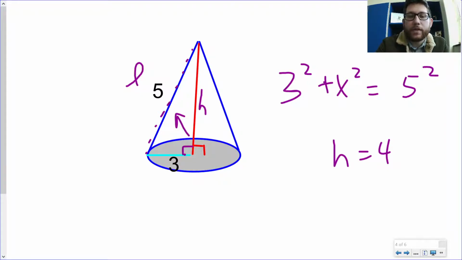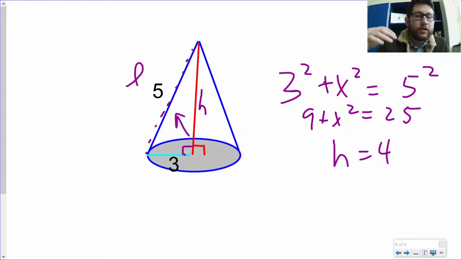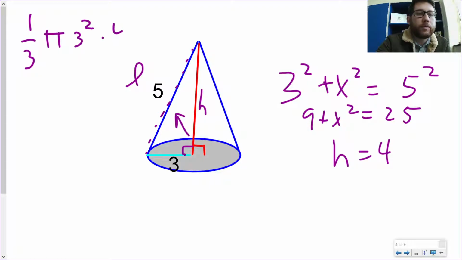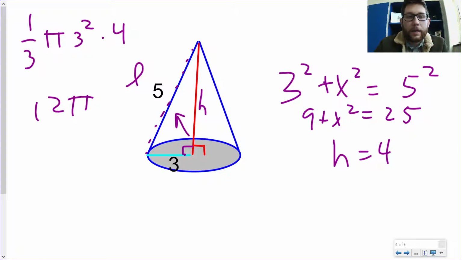Okay, but we could solve this out too. I could get 9 plus x squared is equal to 25. Subtract 9 from both sides, take the square root, you end up at 4. All right, so now that I have the height, then I could solve. So again, it's 1/3 times the area of the base, which is pi r squared, pi 3 squared, times the height, which would be 4, and that is just going to come out to 12 pi as an answer. All right, so that's how we deal with some of the cones where we're missing the height.